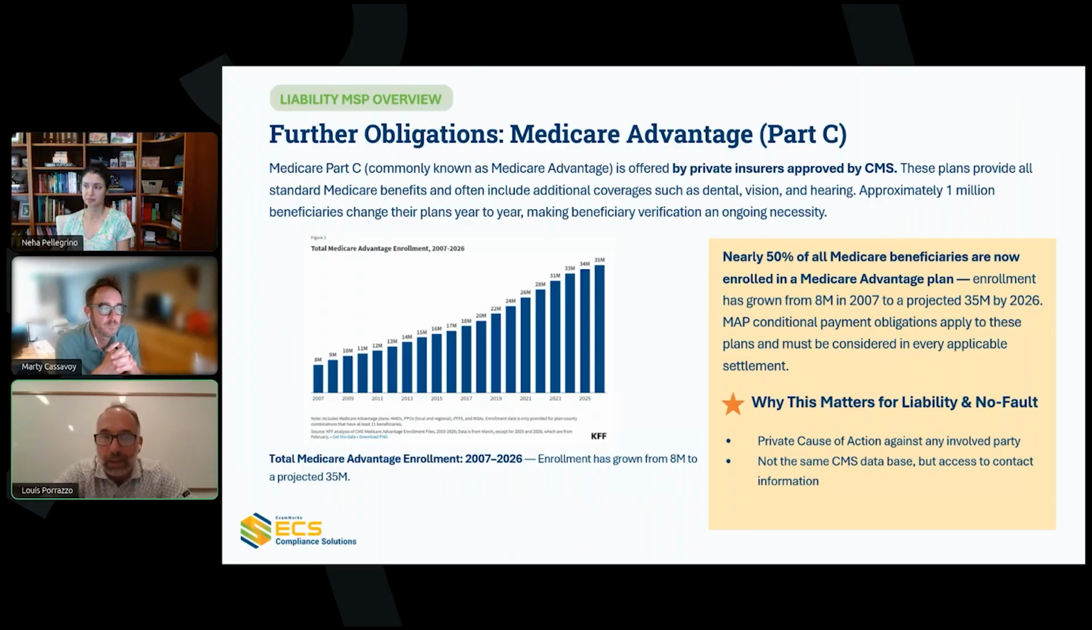And why does this matter in liability and no fault? Because the private cause of action exists for any party that's involved. So if I'm a Medicare Advantage plan out in, let's say, California, and I want to be paid back, I don't have the Department of Treasury at the ready. So I have to use the private cause of action. I have to sue for double damages. It's not the same as the way Medicare handles these issues. However, you do, as one of the payers or an entity that receives payment, you can work directly with these Medicare Advantage plans to address anything that is out there.